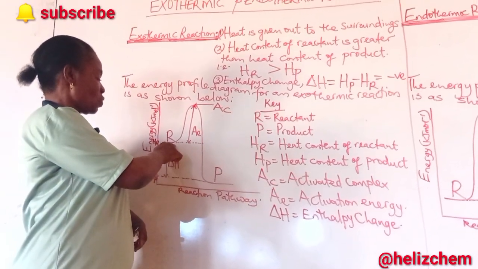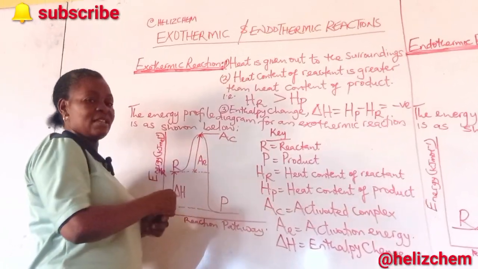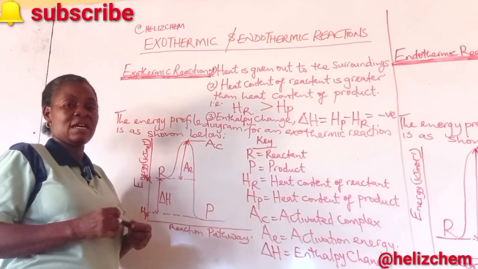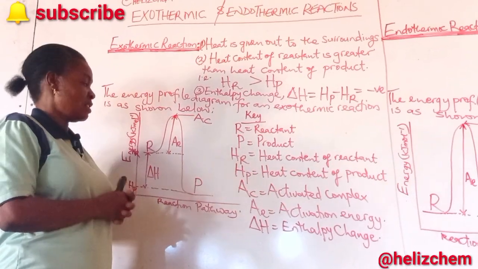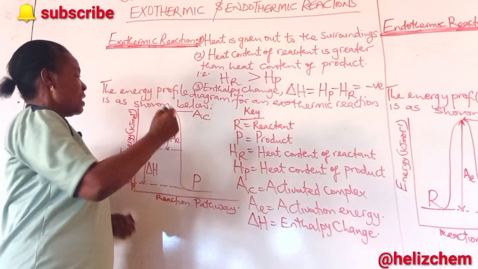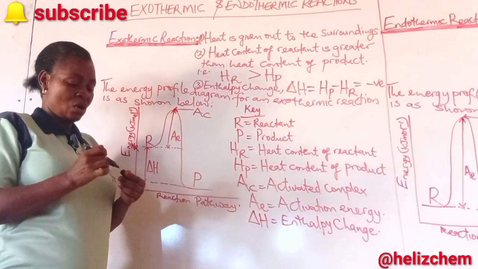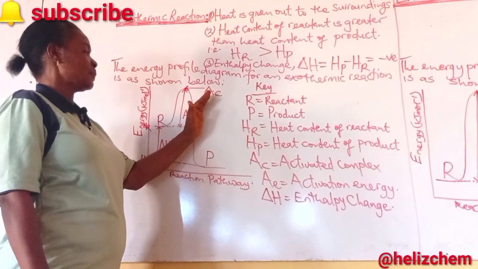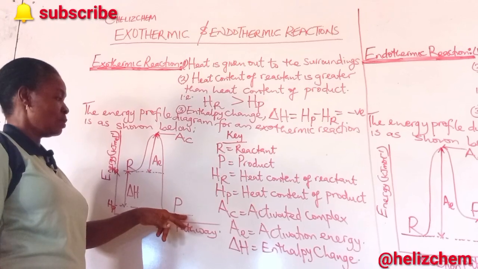And when you take it from the bottom of the reactants to the apex here, then we have what we call activation energy. And activation energy is the minimum energy that must be possessed by the reactant before a reaction can take place. Here at the apex, we have the activated complex, otherwise known as the energy barrier. This is the energy barrier that the reactant must overcome before forming the product.